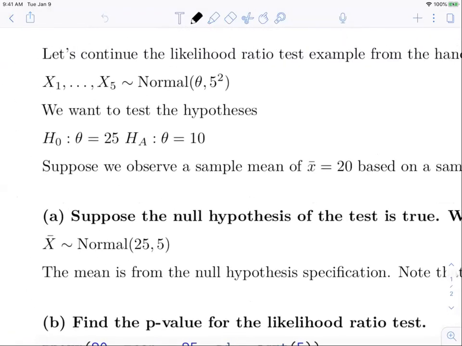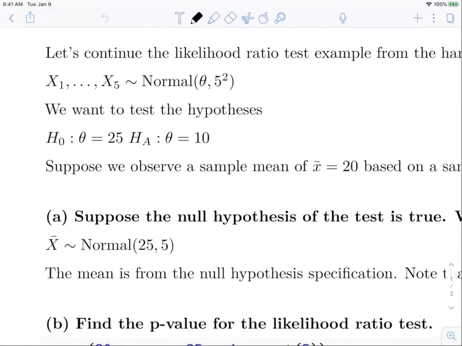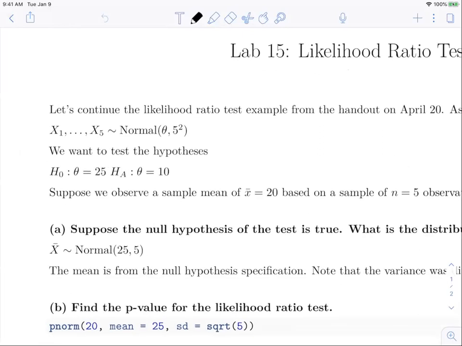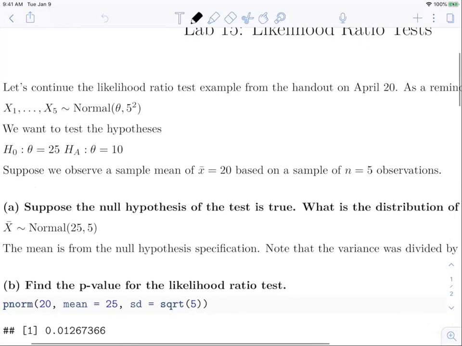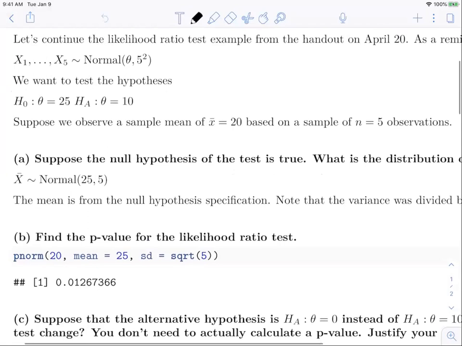So this is a setting where we have x1 through x5 normally distributed with mean theta and variance 5 squared. And we want to conduct a test of the null hypothesis theta equals 25 versus the alternative theta equals 10. And in our example, we said, suppose that we observe x bar equals 20 based on our sample of 5 observations. So the thing that we did in the written part, and then we followed up on the lab, is we said that the likelihood ratio test for this is based on a probability that the sample mean is less than or equal to our observed sample mean.